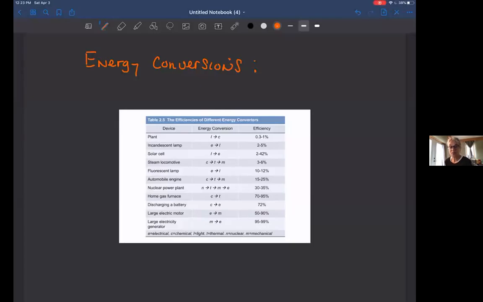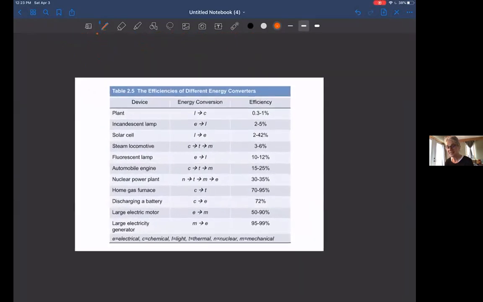Okay, so we were talking about the laws of thermodynamics and energy conversions. And so you remember that the second law says this, that as we go from one form of energy to another, that energy quality starts to degrade. And so we start to lose energy, for example, as heat. And so this is an interesting table that shows the energy conversion processes in different ways that we use them and how efficient they are relative to one another. So let's look at this in more detail.